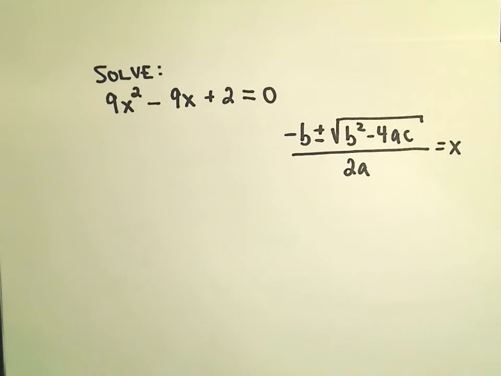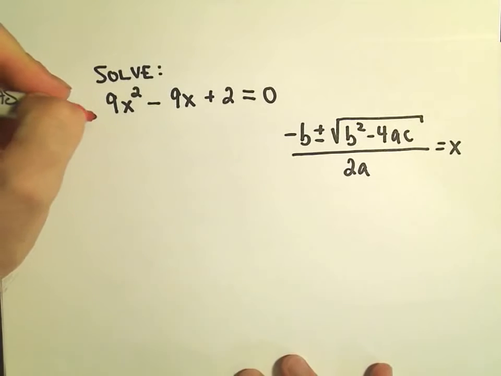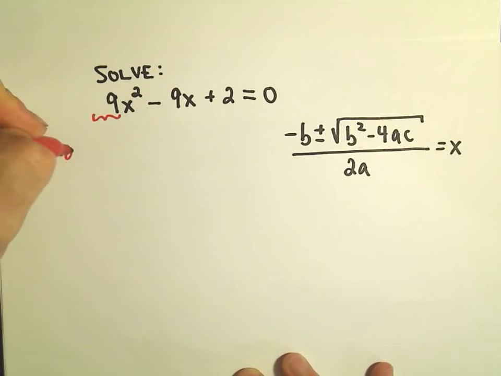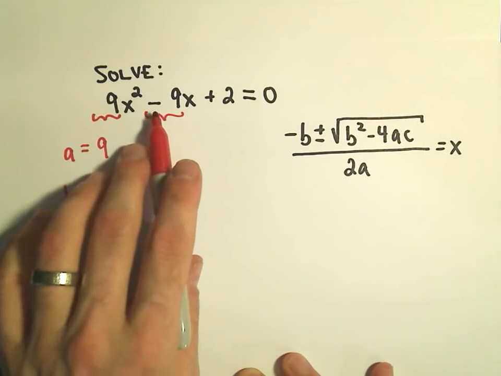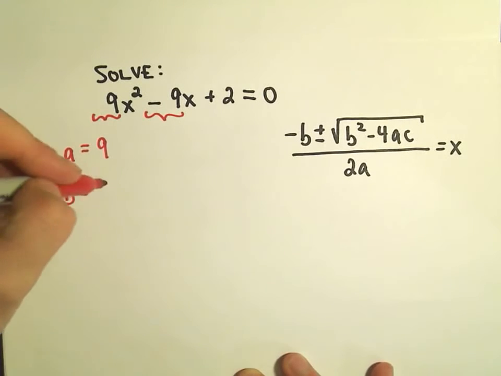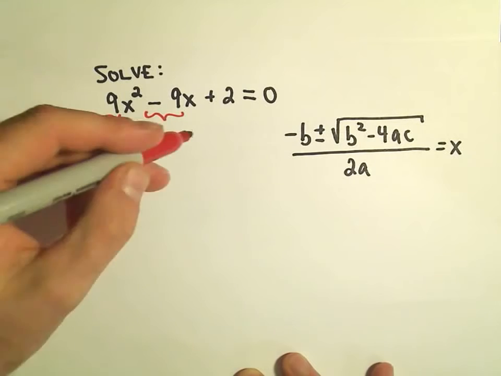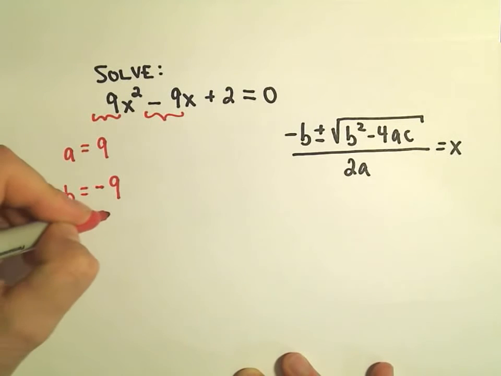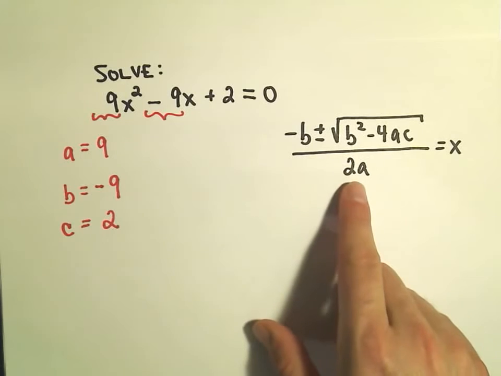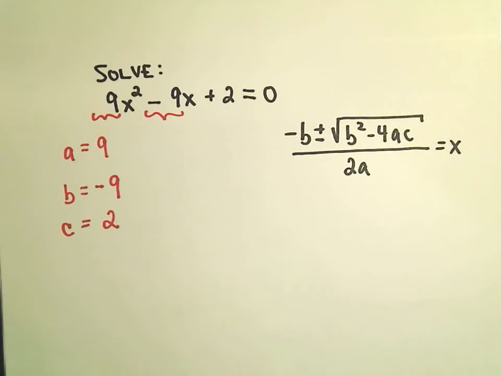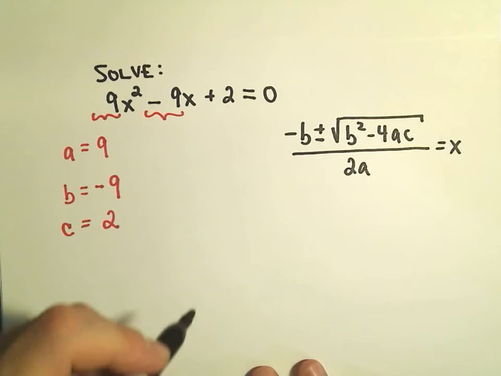So in this case, our a is simply going to be the number in front of the x squared. So we have that a is going to be equal to positive 9. B is going to be the coefficient on the x. Well, sometimes people will forget to use the sign, so be careful. b is actually going to be negative 9, and then c is the constant, which in this case is simply going to be positive 2. So really all we have to do is just replace all the values in the formula, being careful with our signs, do a little bit of arithmetic, and we'll have our solutions.